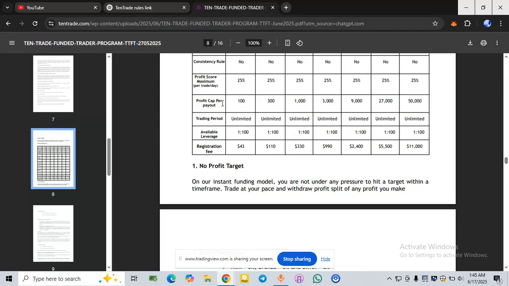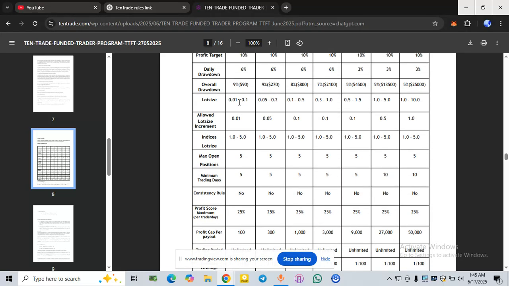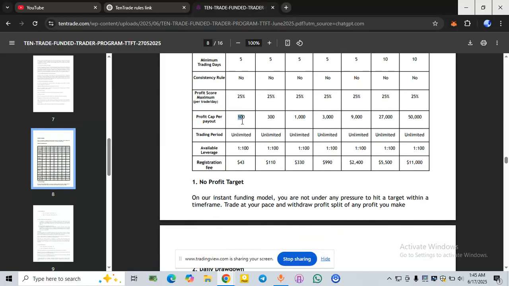Now, as you can see over here, I already talked about this one. Now they have a profit cap, which simply means that if you make $200 on top of a 1k account, you are still going to be paid based on $100, and the other one is just going to be reset back to zero. Then you start trading all over again. That doesn't mean that they're going to take away the account, no, but you're only going to be paid out of the $100.